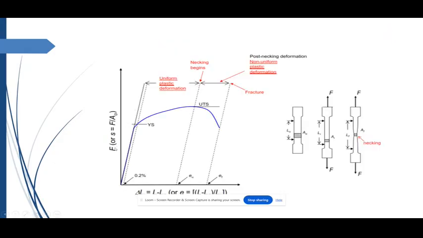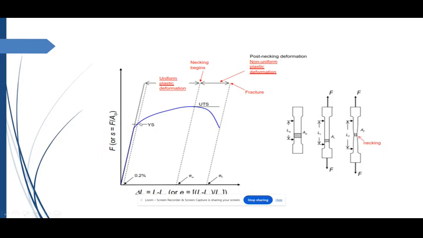This figure shows the force versus extension diagram for ductile metals. If you divide the force by the initial area of cross section, you will get engineering stress. Delta L is the extension, and e equals (L minus L0) divided by L0. This is engineering strain. Here the stress value increases with increasing strain linearly. Once it crosses the yield point, the onset of plastic deformation takes place.